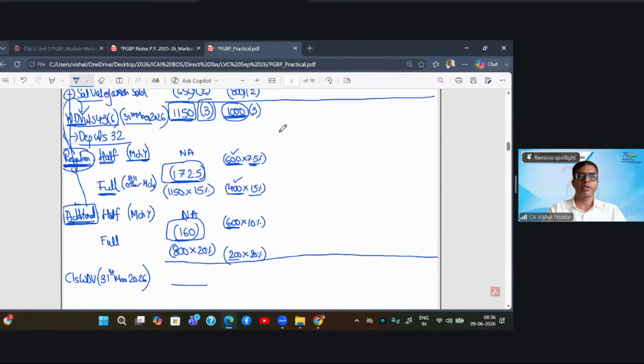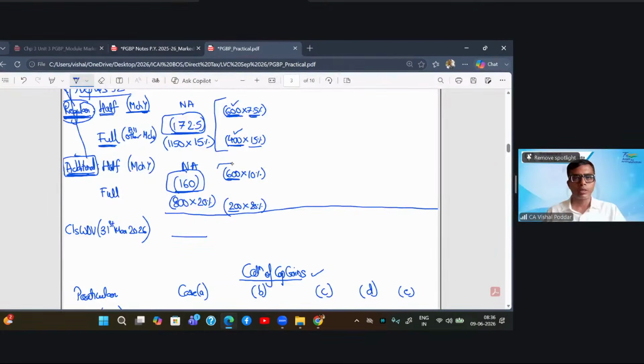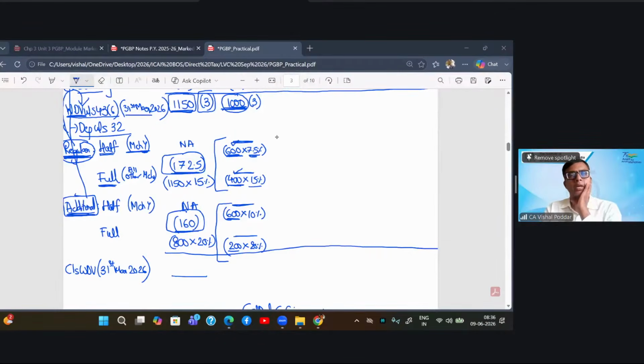So just understand how to do the breakup of your value between half and full. For regular depreciation, the breakup is of WDV. Here you can see the breakup is of 1000, which is 600 and 400. And for additional, the breakup is of cost, which is 600 and 200. Once you understand this, students, the remaining thing is taken care of. Now you can simply use your calculators, find out the half and the full depreciation here, half and the full depreciation here. Is this clear, students? And then subtracting it, you can find out the closing WDV.